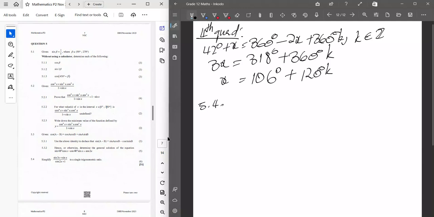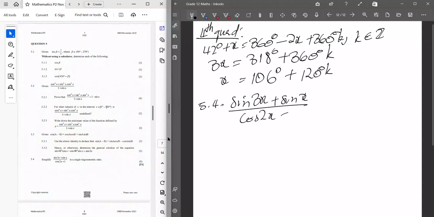Simplify this to a single trigonometric ratio: sine 3x plus sine x all over cos 2x plus 1. This is very, very interesting. And I'm going to show you how we're going to make this 3x. 3x is the same as 2x plus x. And then x, what is x? We can say it is 2x minus x, isn't it? Look at this. Beauty, huh? Do you guys see that?